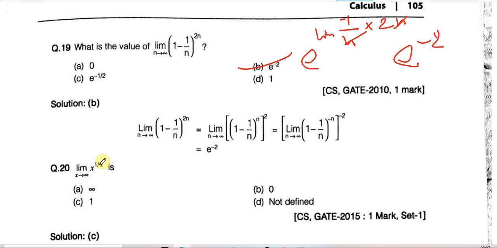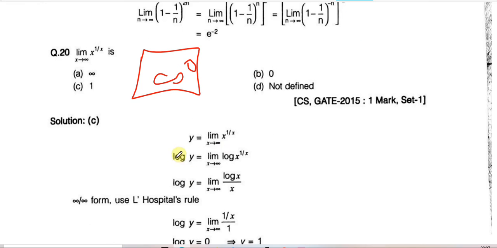x to the power 1 upon x, x approaches to infinity. So it means infinity to the power 1 by infinity, means 0. Infinity power 0 is there. We don't have any formula for it, so simply we will take the log. After taking the log, it's coming out to be log y equal to log of x to the power 1 by x. By this property, the power will come here, 1 by x. So log x into 1 by x.